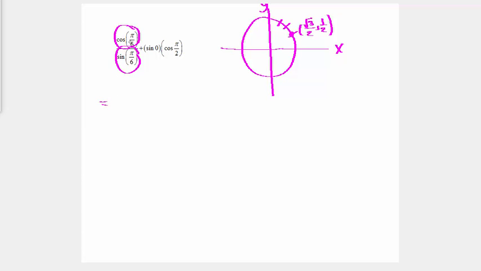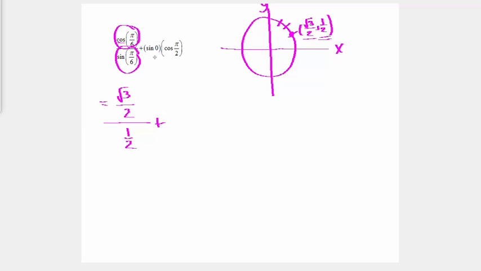So instead of cosine of pi over 6, cosine pertains to the x value of this coordinate, so we'll call that square root of 3 over 2. So that replaces the numerator, cosine of pi over 6. The denominator says sine of pi over 6. Well, we already have that in our coordinate. That would be 1/2, so I'll put that below.